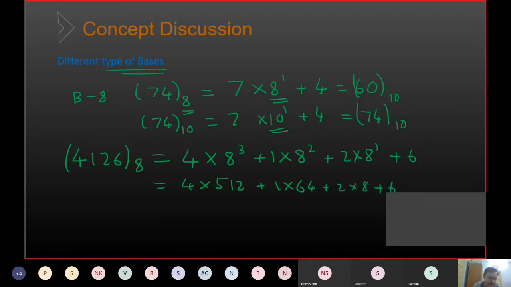So how much does it come out to be? 4 into 512 plus 1 into 64 plus 2 into 8 plus 6. It comes out to be 2134 in base 10. So the same number in base 10 is worth 4126, but when written in base 8, it is worth only 2134. That is where the significance of the base of the number is so very important.